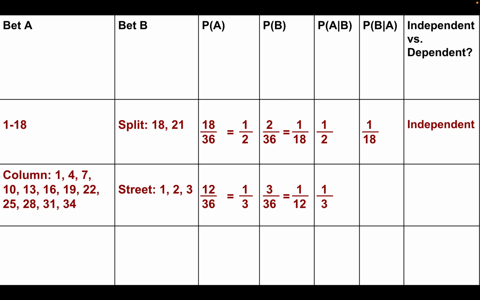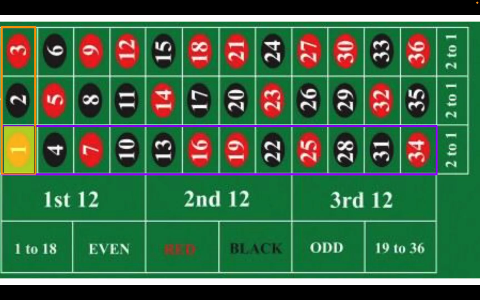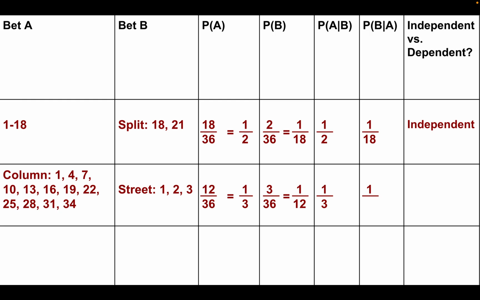If we do the other conditional probability, again, we need the intersection, so that intersection is one number. And then there's 12 ways to win bet A, so 1 out of 12. And then again, we can compare our probabilities to our conditional probabilities. So these values are the same, so that tells us that our bets are independent. We also could have looked at these two values because they're the same. These two bets are independent.